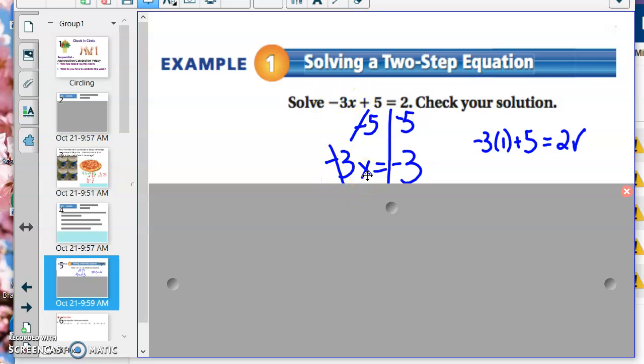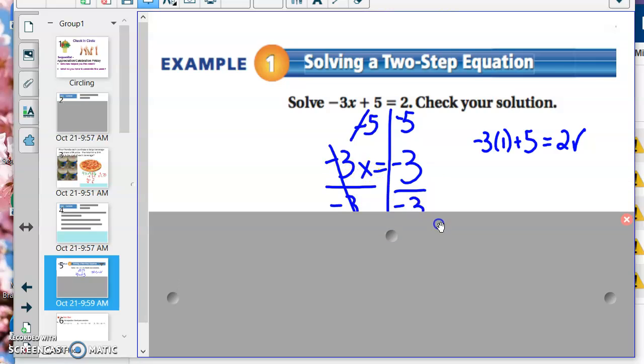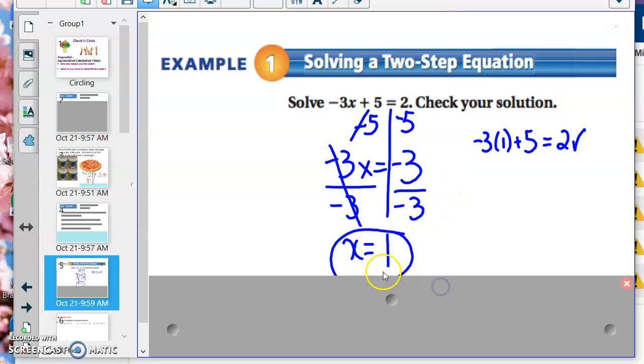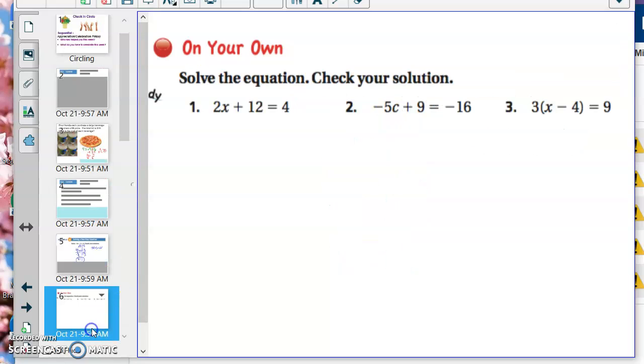So I have to undo any multiplication or division. This is multiplying, so to undo multiplying by -3, I would divide by -3, and I have to do it on both sides. This side it cancels. -3 divided by -3, of course, leaves me with 1. And then, of course, I want to check my answer. So I replace x with 1. -3 times 1 is -3. -3 plus 5 gives me 2, which is what I wanted it to equal, so I know I got the right answer. Please pause the video and try doing 1 and 2 on your own.